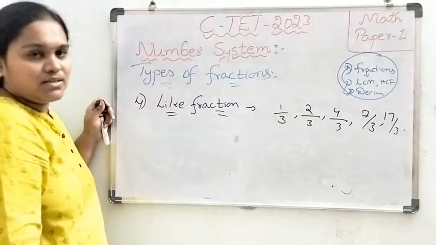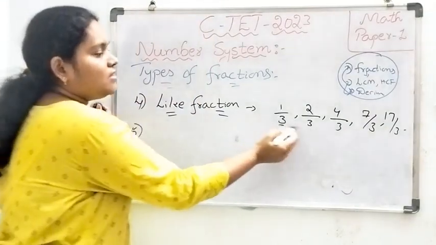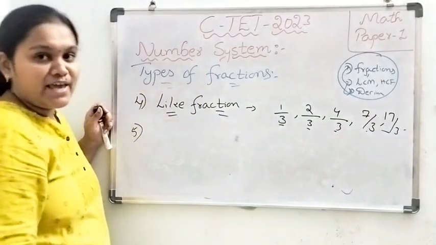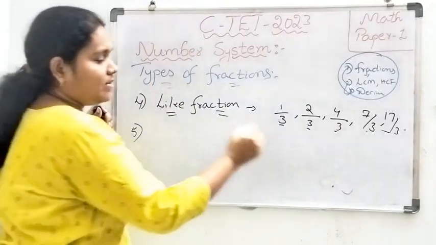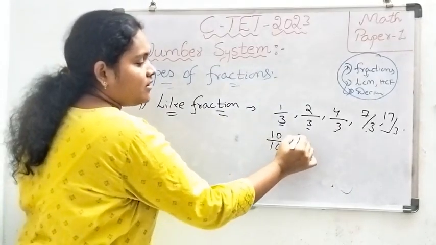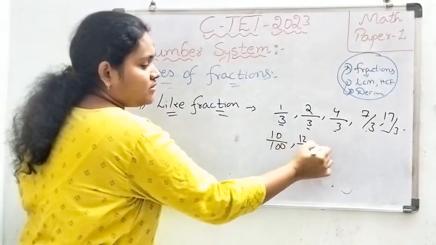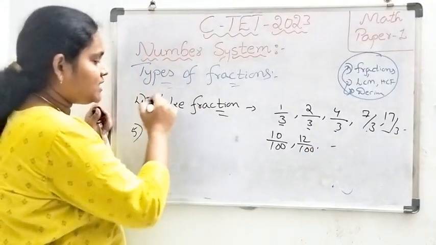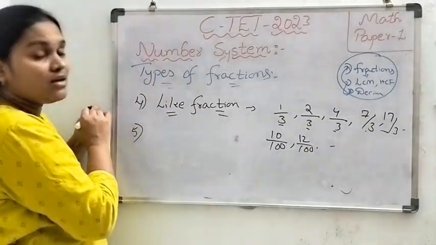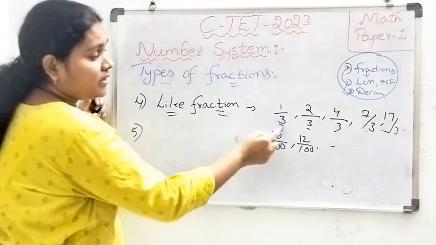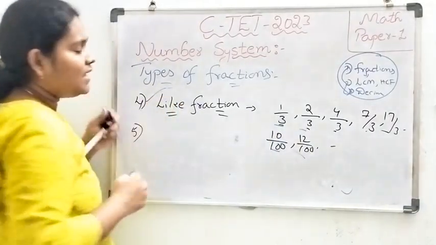So what can we notice? For all the like fractions, the denominators are same. Like another number, suppose 10 by 100, 12 by 100, and so on. So like fractions means we can notice simply the denominators are same. The denominators are same means we call it a like fraction.